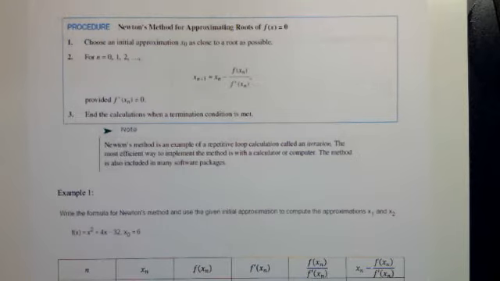And in these examples I'm going to show you, you're going to be given x sub 0 to be equal to some value, so you won't have to worry about choosing an approximation. And now number two is this: for n equal to 0, 1, 2, and so on, x of n plus 1 will be equal to x of n minus f of x of n divided by f prime of x of n. And that, of course, provided that f prime of x of n does not give you a 0. And then number 3, you're going to end the calculations when a termination condition is met.